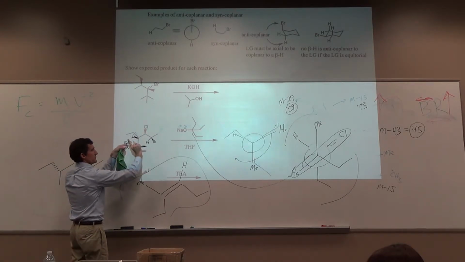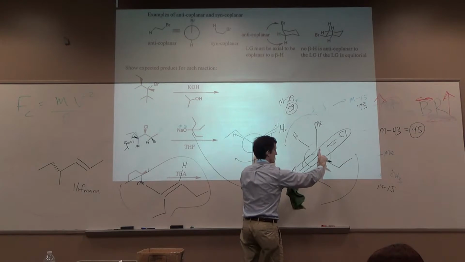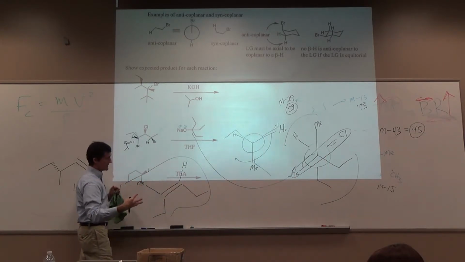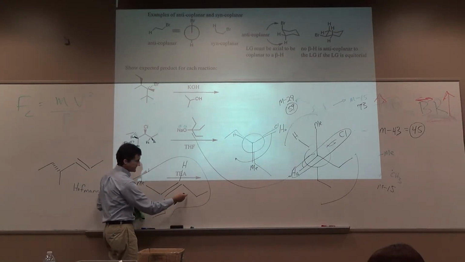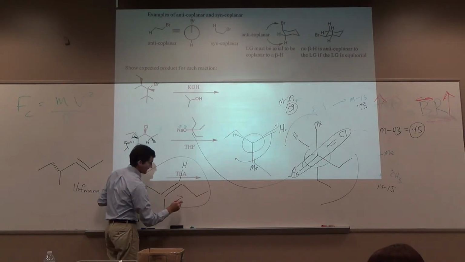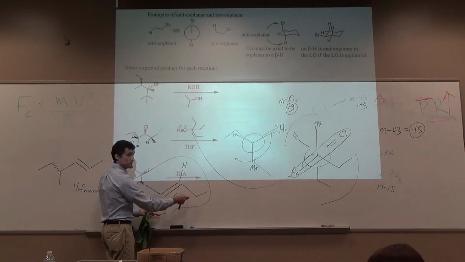See, this actually has to rotate, as we did it here, for the elimination to take place. When it does, the two ethyls are stuck on the same side. Now this, is this E or Z? Z. Two priority groups are on the same side.